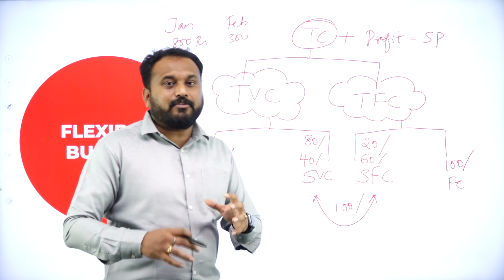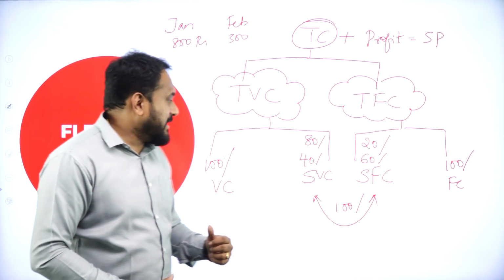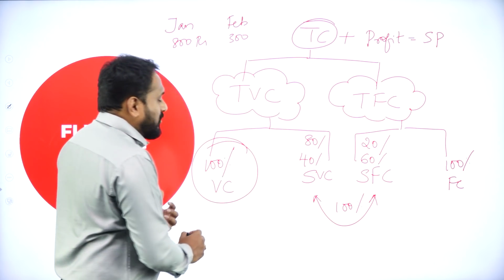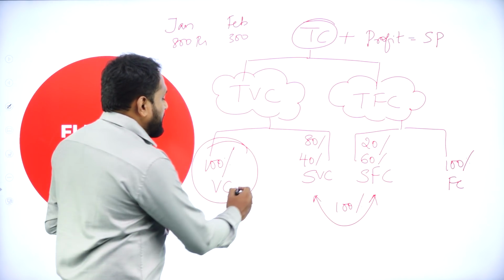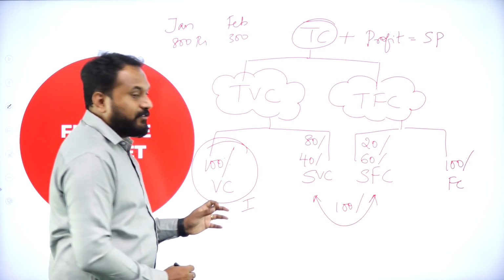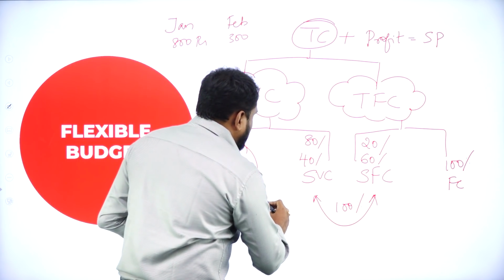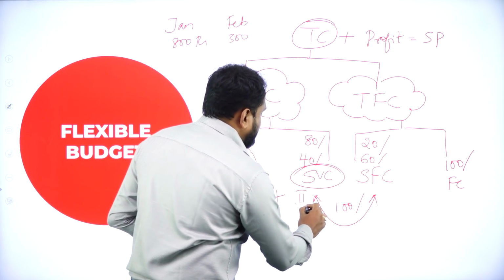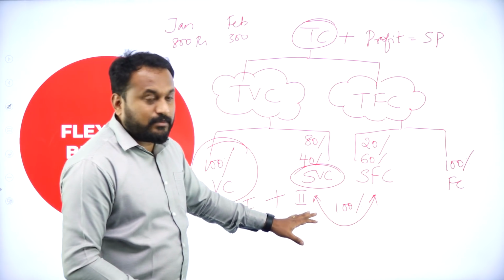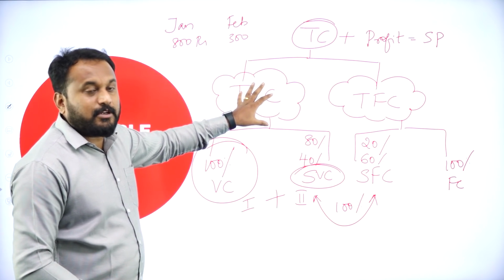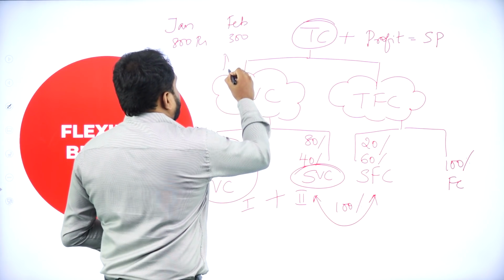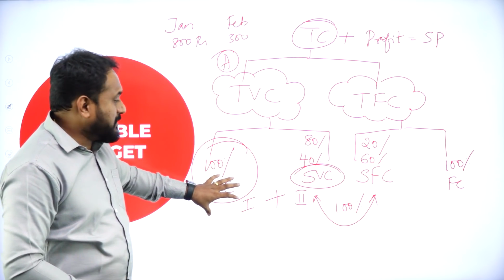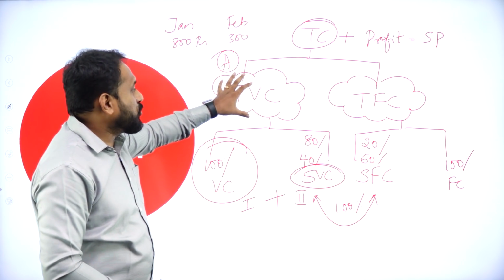Now to know the pro forma of a flexible budget, please understand, firstly we need to enter all variable costs. This is the first criteria. Plus you need to add the semi-variable cost too. Now when you add these 1 and 2, you will get total variable cost. You need to denote this as A. That means variable cost plus semi-variable cost is called total variable cost.